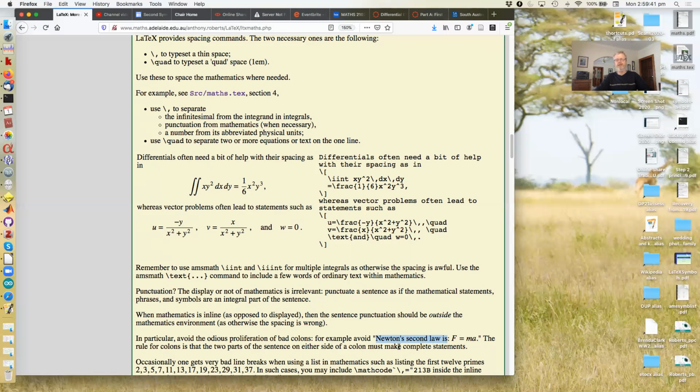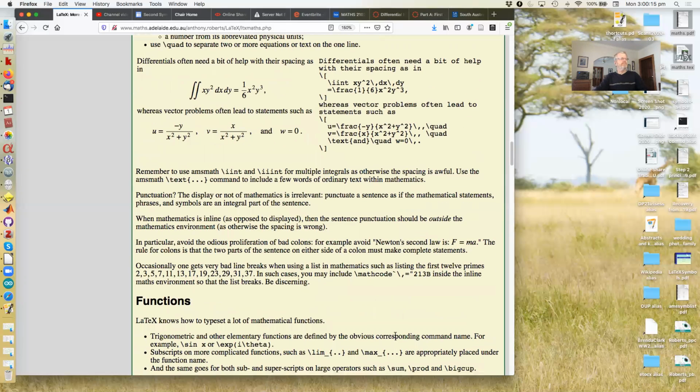There's two ways. The simplest way is just don't have the colon. Perfectly good sentence. Newton's second law is F equals ma. Nice, short, crisp. Sometimes in more complicated statements, you might want to say Newton's second law is the following, colon, F is equal to ma. That would be all right because "Newton's second law is the following" is a complete statement. It's just too verbose, so you don't want to do it. But it's valid.